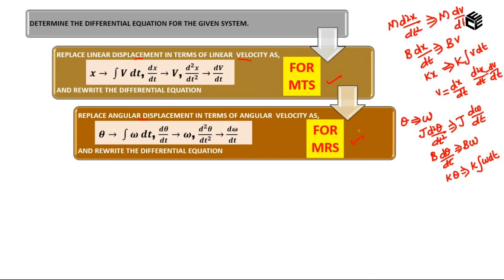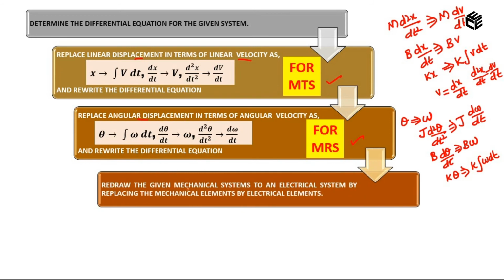We will apply all these replacements and rewrite the differential equation in terms of velocity for the mechanical translational system and in terms of angular velocity for the mechanical rotational system. Is that clear? Okay.